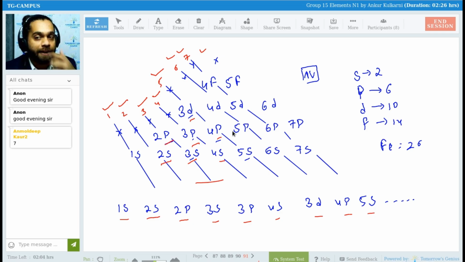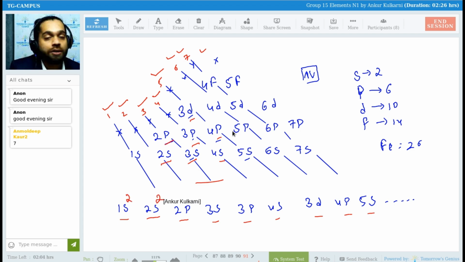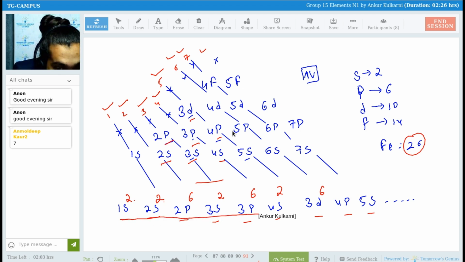In the S, Anthony, the maximum electrons that could go in the S is 2. So 1s 2, 2s 2, 2p maximum can go is 6, 3s maximum it can go is 2, 3p orbital maximum 6, s maximum 2. So what is the number? Calculate. 2 plus 2 is 4, plus 6 is 10, 10 plus 2 is 12, 12 plus 6 is 18, 18 plus 2 is 20. How many are left, Anthony? 6 are left. 20 I have already written. 6 are left. So 3d 6. Is it clear, everyone? So this will be your electronic configuration.